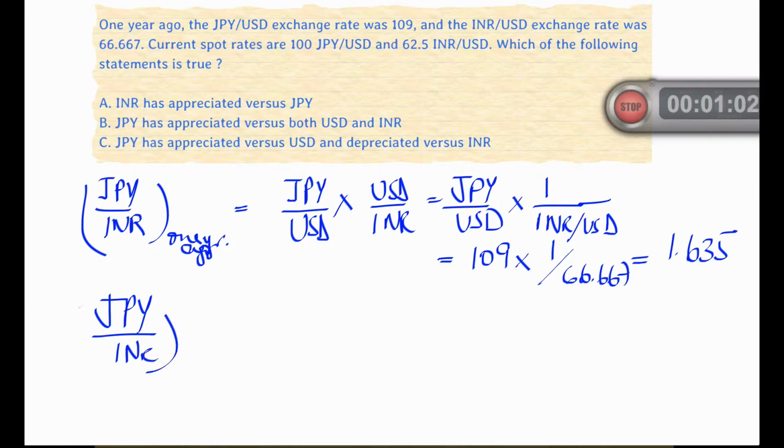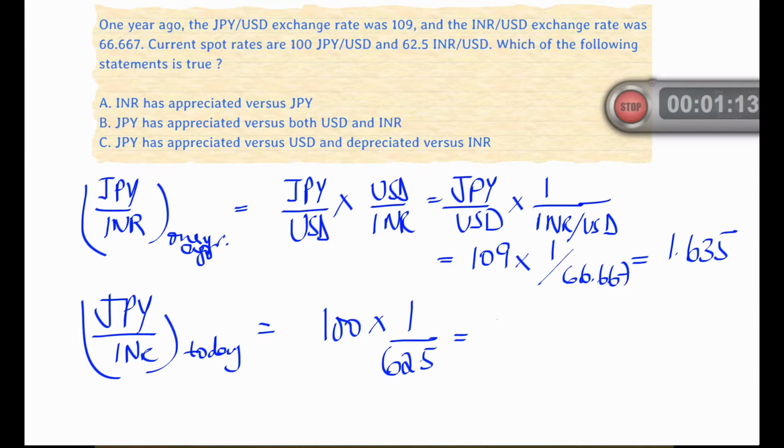We apply the same cross rate in today's dollars and we get 1.6 for yen per INR. Now we've gone from 1.635 to 1.60 yen per INR, and this means that the yen has appreciated against the INR. So C is immediately incorrect and A is incorrect as well. So B is the correct answer.